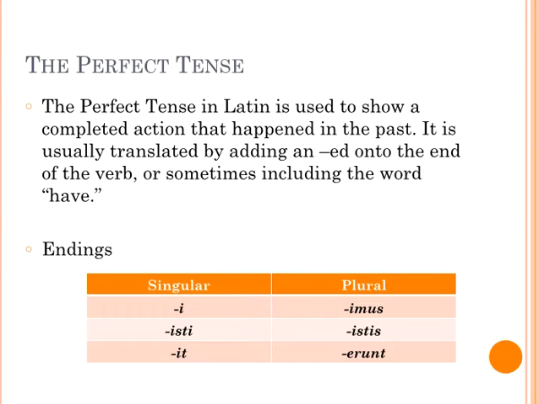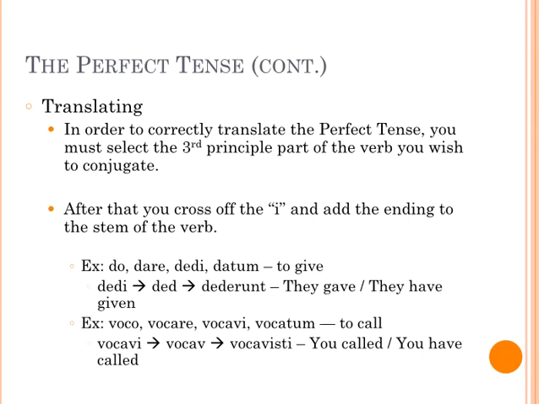The perfect tense. The perfect tense in Latin is used to show a completed action that happened in the past. It is usually translated by adding an ed onto the end of the verb, or sometimes including the word have. The endings are as follows: i, isti, it, imus, istis, erunt.